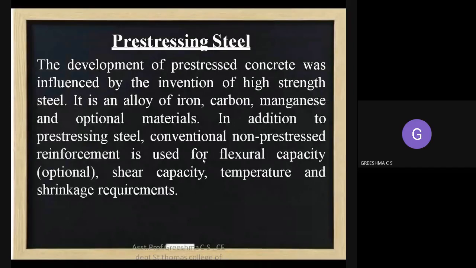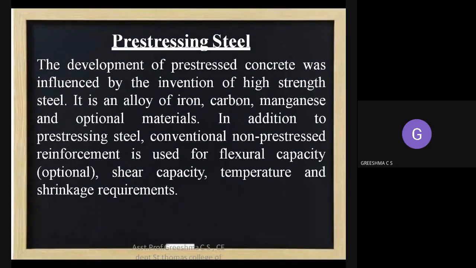Pre-stressing steel. I'll just quickly tell it. Pre-stressing steel is generally an alloy of iron, carbon, manganese, and other optional materials. You use this because it gives a greater shear capacity, and temperature and shrinkage stresses will be very less, and it also has a good flexural capacity.